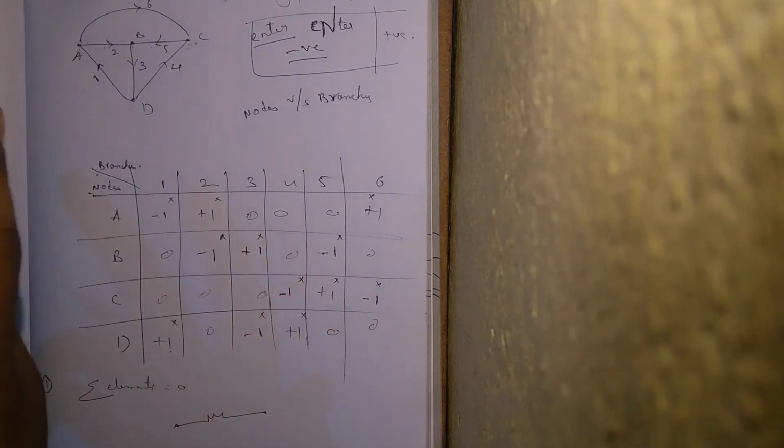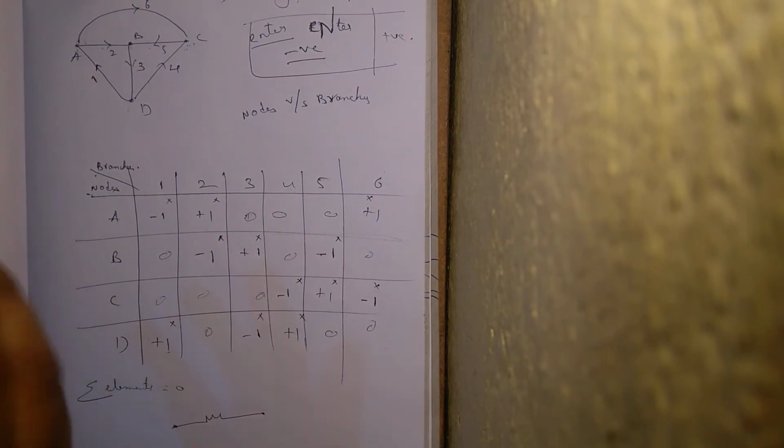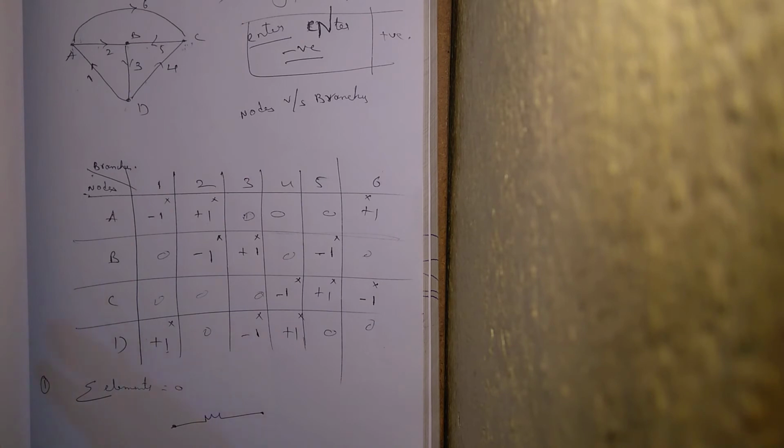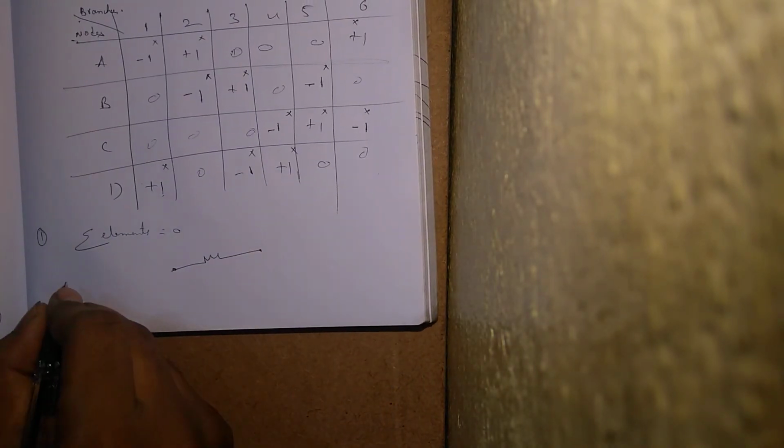You can dig this out from the first property. The first property is that the sum of all elements in a column is equal to 0. Irrespective of the size of the elements and irrespective of the number of nodes, this property is going to be the same. Got it? Now moving on to the second property.